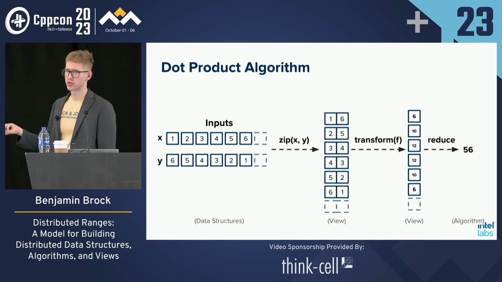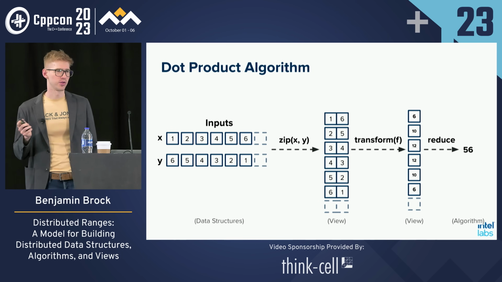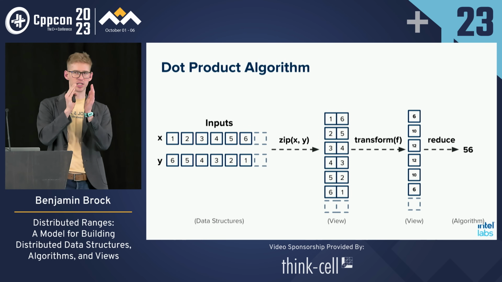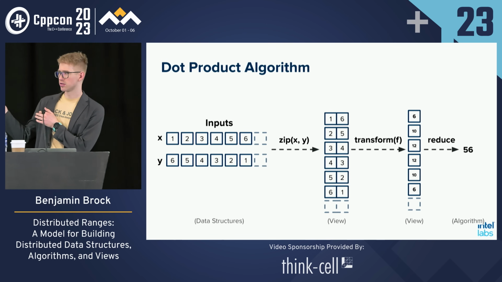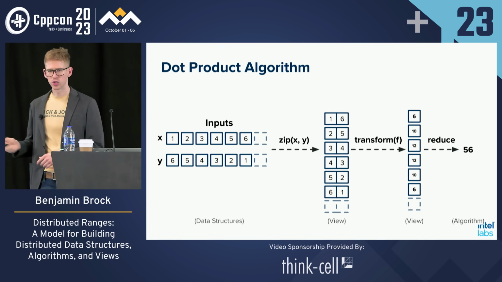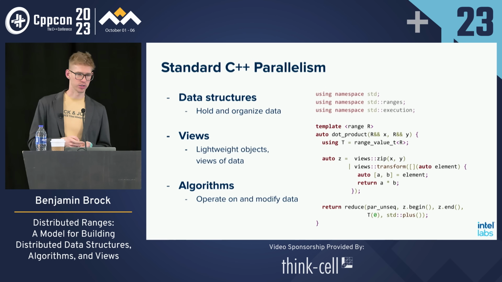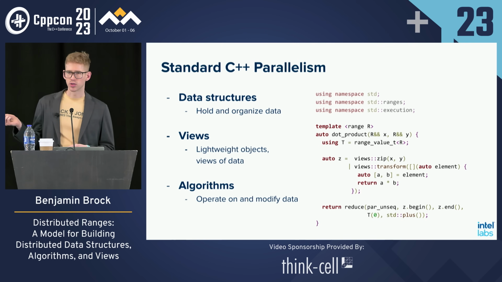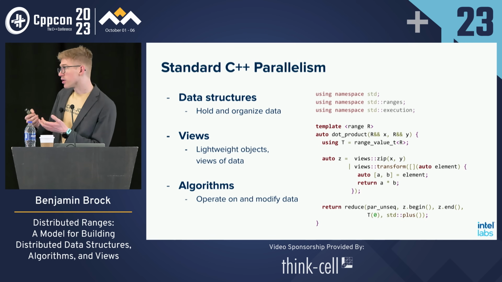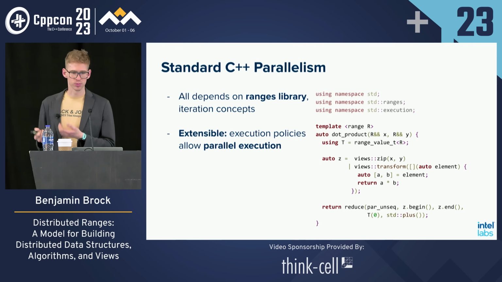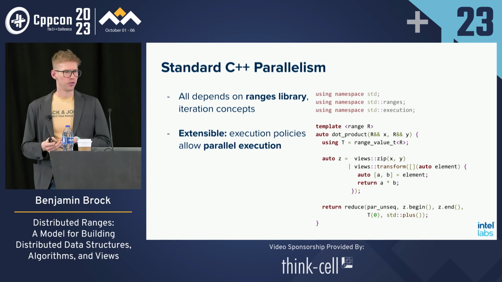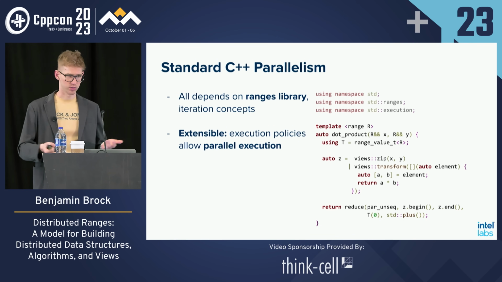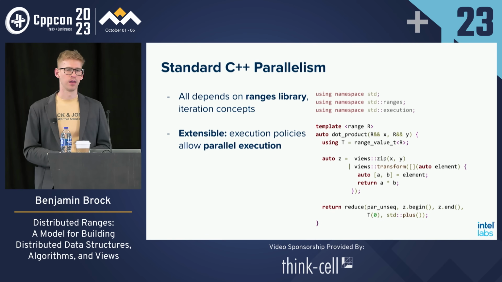We then can perform a transform using an element-wise multiply. So we take each corresponding element and multiply them together. This is performing that element-wise multiplication of x and y, and then reduce all of them together in an algorithm. So together, this performs a dot product operation, just using standard C++. Now, the thing that holds all of this together is iteration, and more recently, the ranges library, which formalizes some of these concepts. So the ranges library formalizes iteration and also ranges, which are objects that are collections of data that you can iterate over.